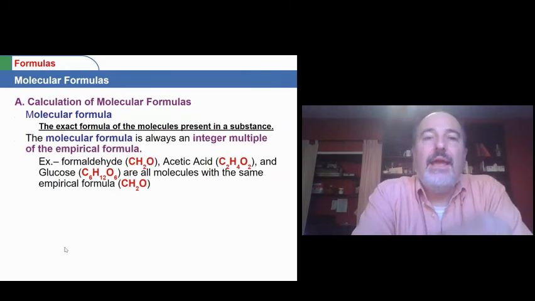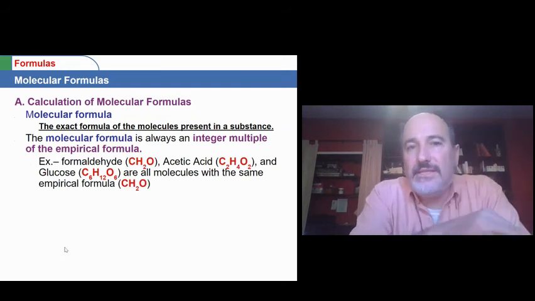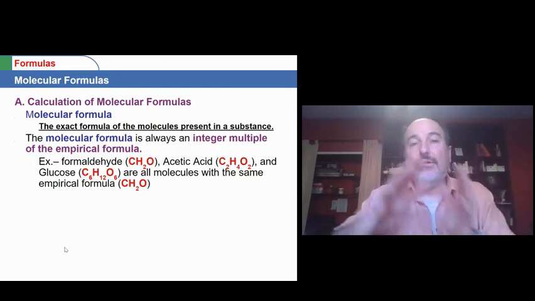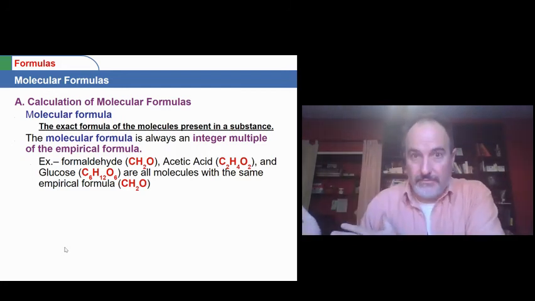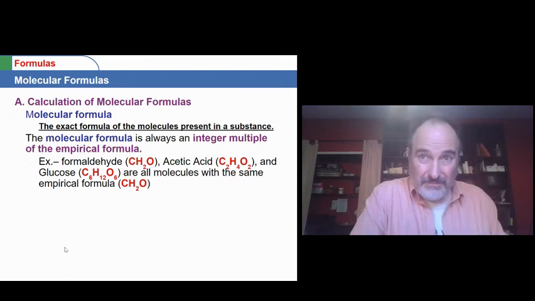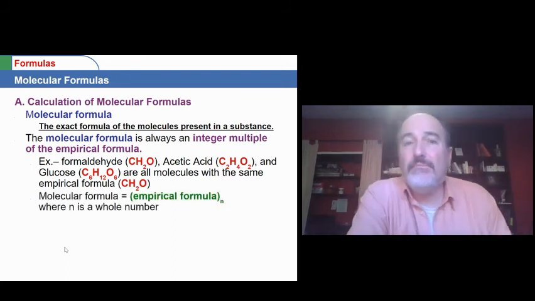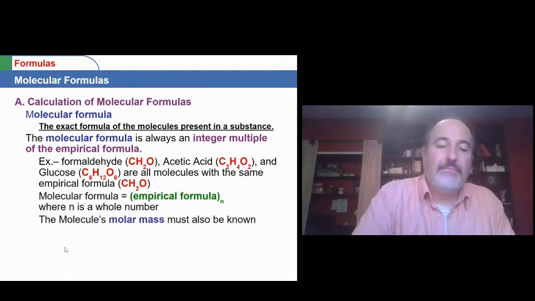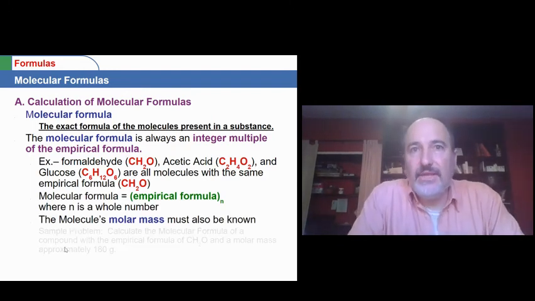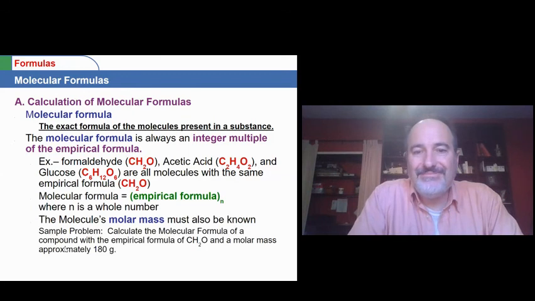All right? Therefore, there's one more mathematical step to take an empirical formula and go to the molecular formula. And you need two things. One, you need the empirical formula, and you also need to know the molar mass. All right? So I'm going to show you now how to do this process using this sample problem.